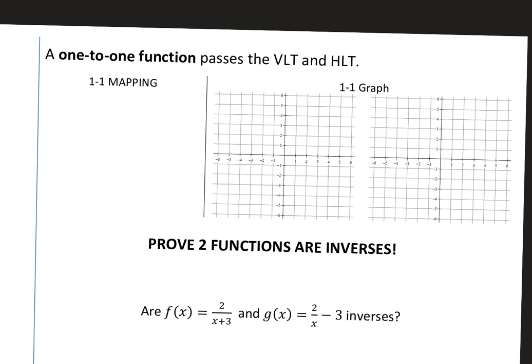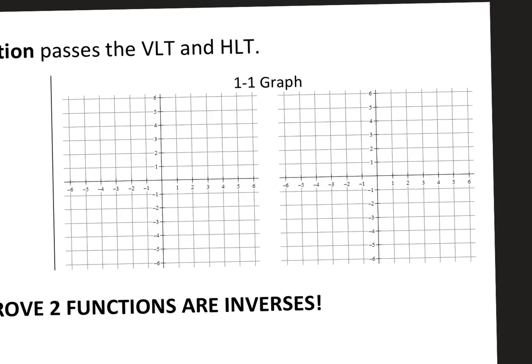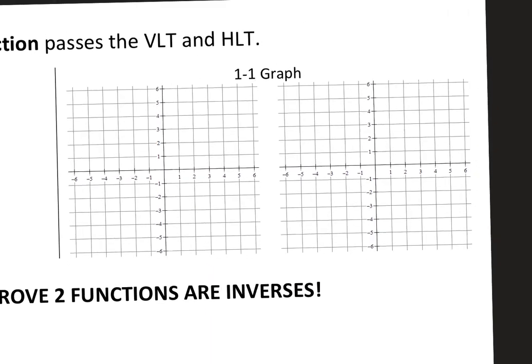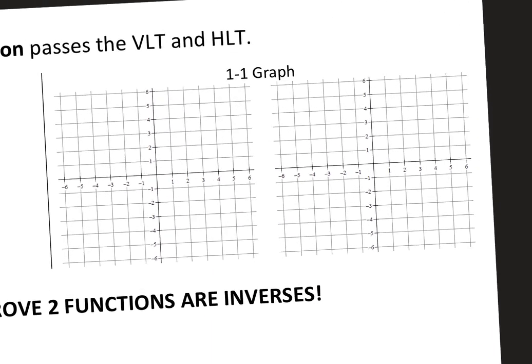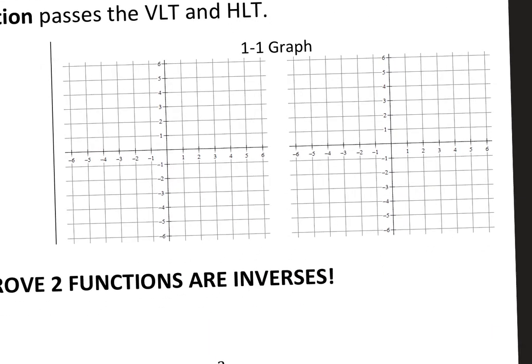So a one-to-one function passes the vertical line test and the horizontal line test. We just covered that. I talked about the mapping on the previous page, so I'm not going to show you that again, but if you have more questions, you could ask me about that in class. But there's really only two conditions where we can get one-to-one.